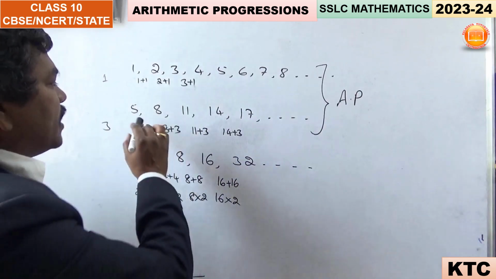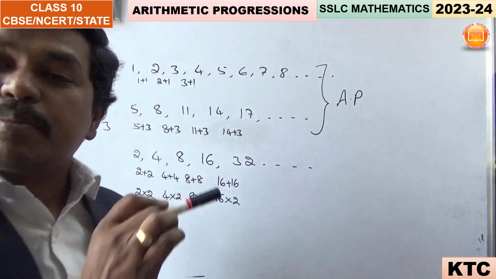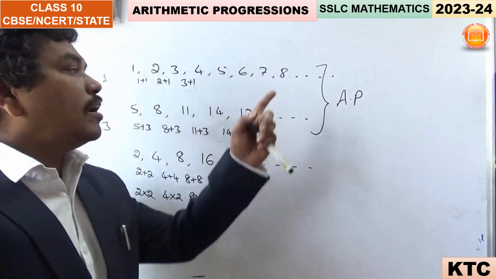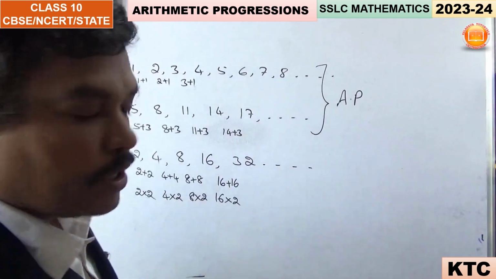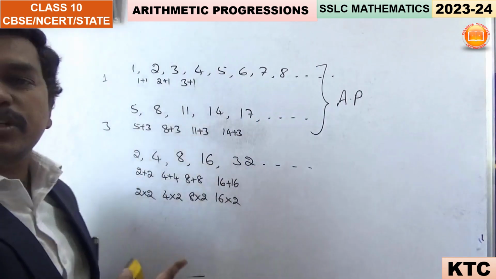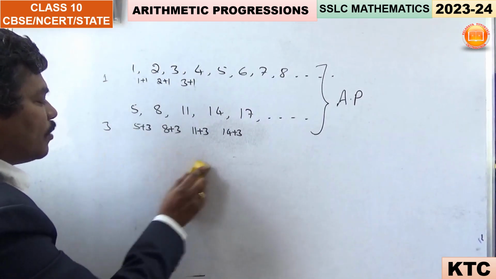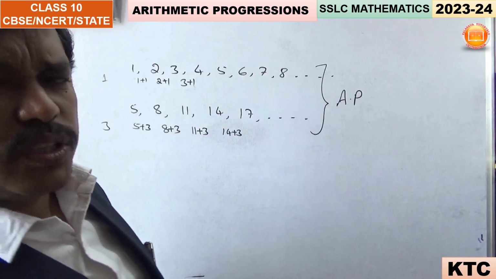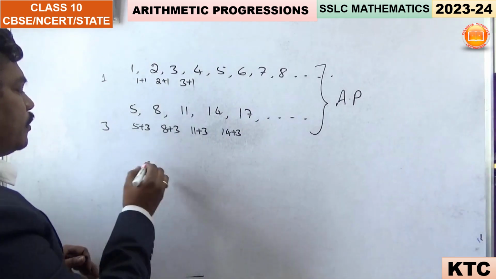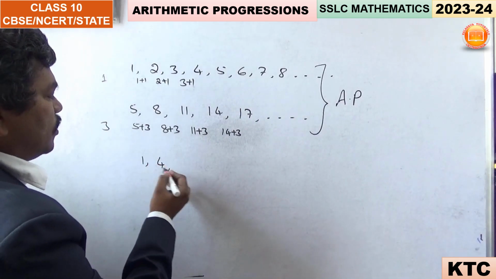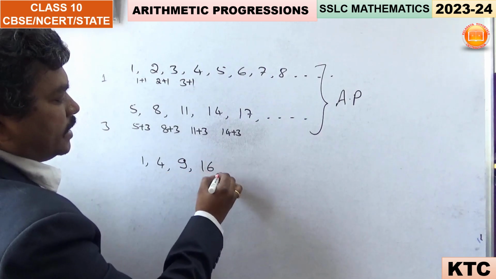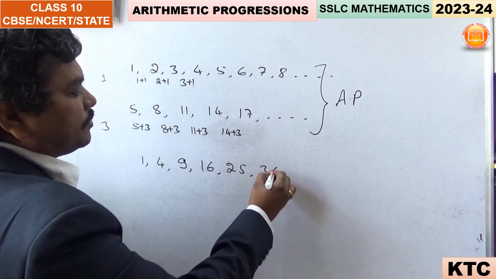This type of series of numbers is called the arithmetic progression. So this is not an arithmetic progression, this is a geometric progression, and it does not come under our syllabus. There are so many series. So write one more series: 1, 4, 9, 16, 25. This is one of the series.